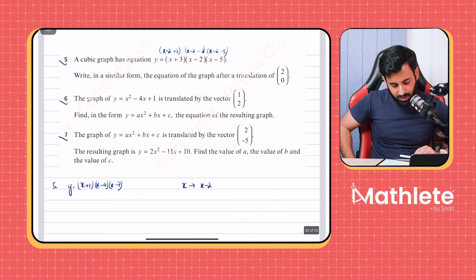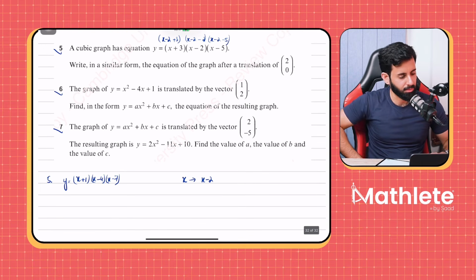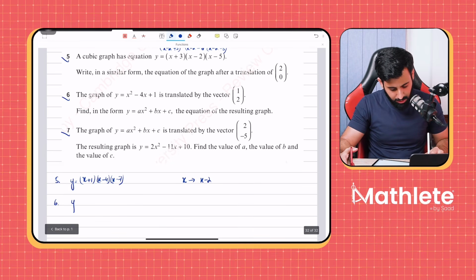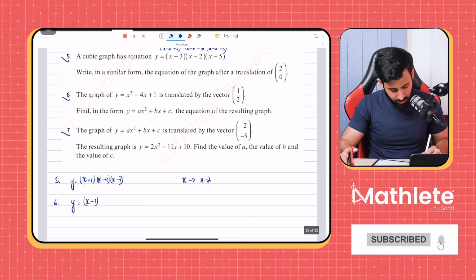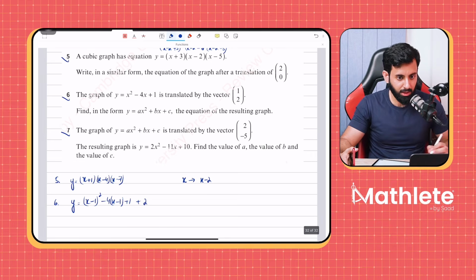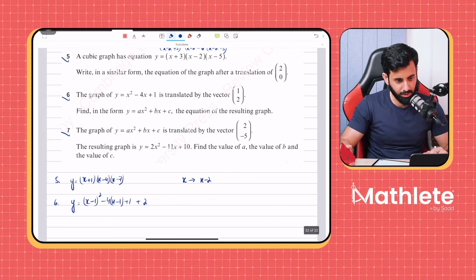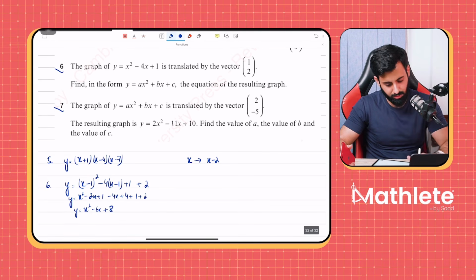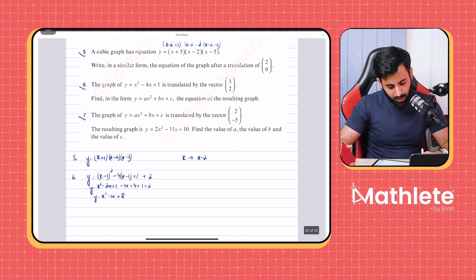So go ahead, do question number 6 and question number 7. And that will be the end of today's class. So here we go. y equals x minus 1, the whole thing squared, minus 4 into x minus 1, plus 1, and then a plus 2 at the end, because you have to translate it horizontally as well as vertically. Then expand and simplify. You have x squared minus 2x plus 1 minus 4x plus 4 plus 1 plus 2. So you have x squared minus 6x. 4 plus 1 is 5, 5 plus 2 is 7, 7 plus 1 is 8. There you go. Now see if you can do question number 7.